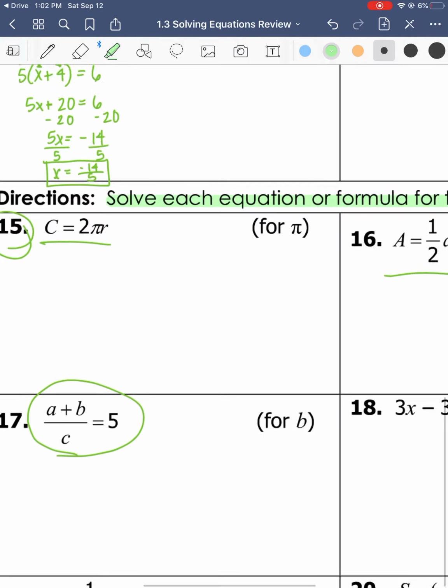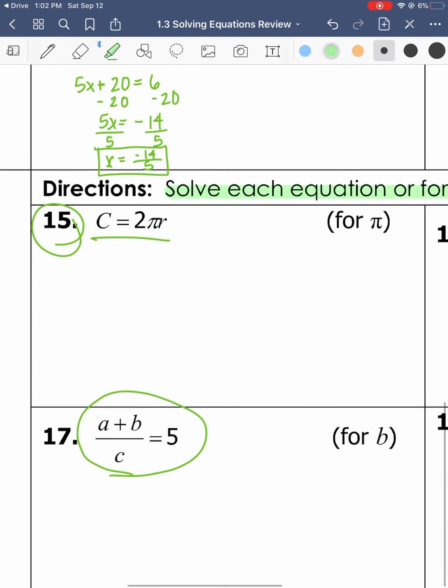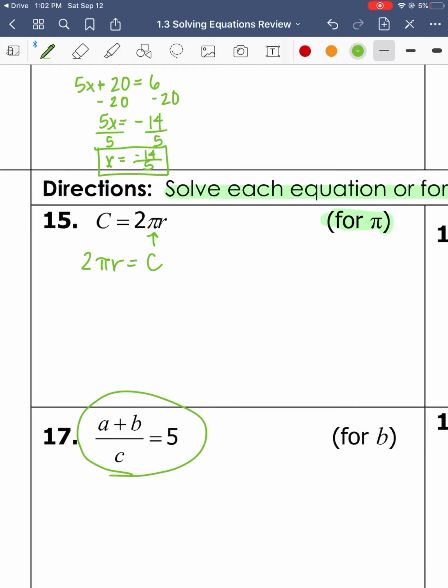So let's look at number 15 here. Hopefully I can finish before my iPad dies. Let's look at number 15. So it's asking you here to solve for pi, okay? So pi is right here, and we need to isolate this variable. Okay, so I'm going to switch this around because I like to have the variable we're solving for on the left side. Okay, so I just switched these sides.